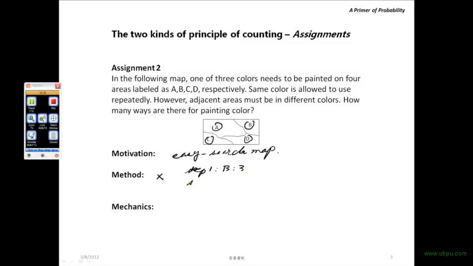Step 2 is A. Let's look at area A. Area A cannot repeat B's color because they are also adjacent. So area A has 2 colors to select.